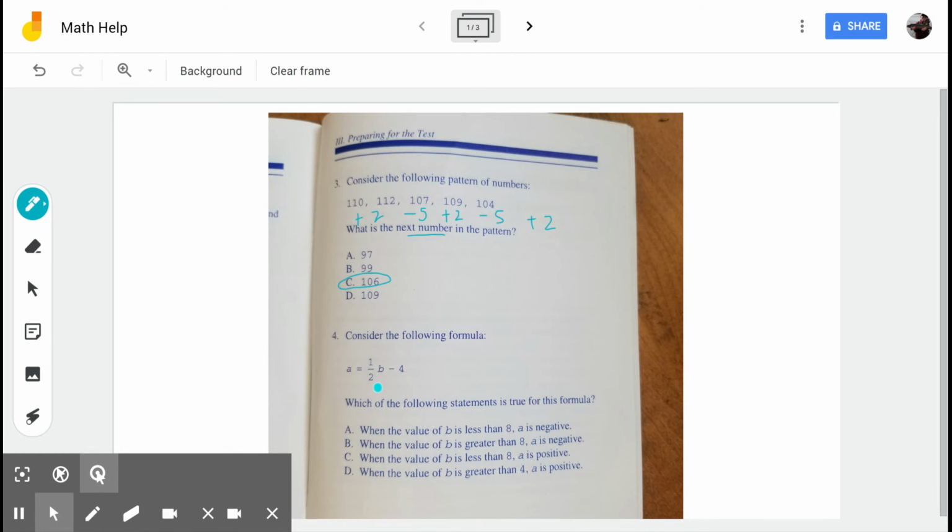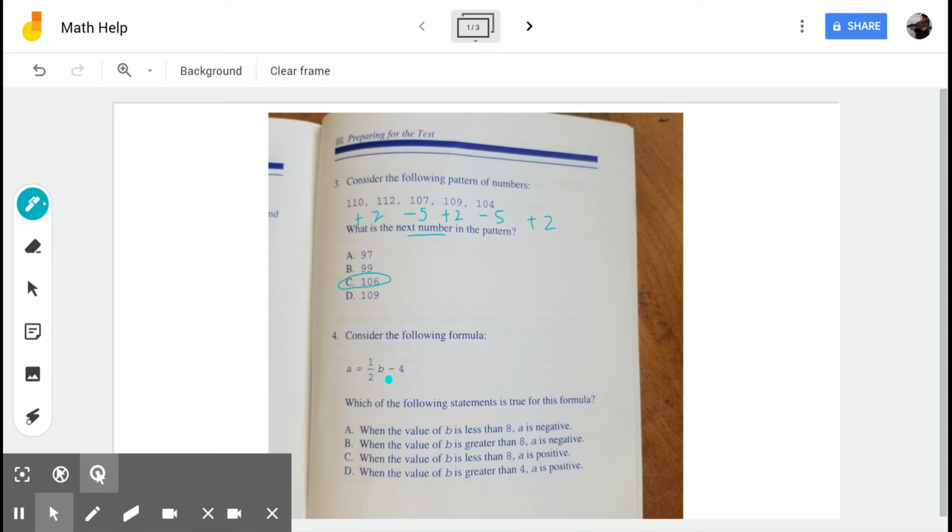All right, and next, consider the following formula. Half of B minus 4 gives us A. Which of the following statements is true? So I'm just going to choose some numbers based on the statements and see if it is always true. When the value of B is less than 8, A is negative.